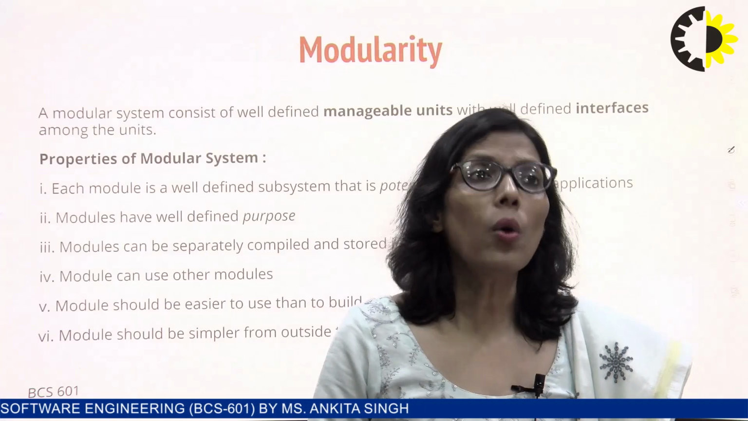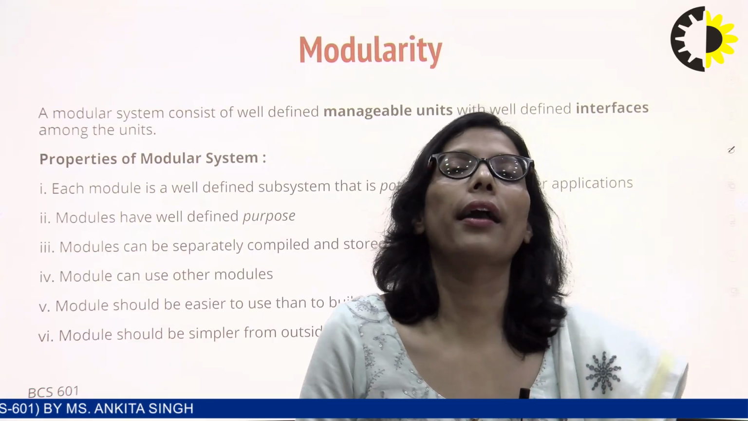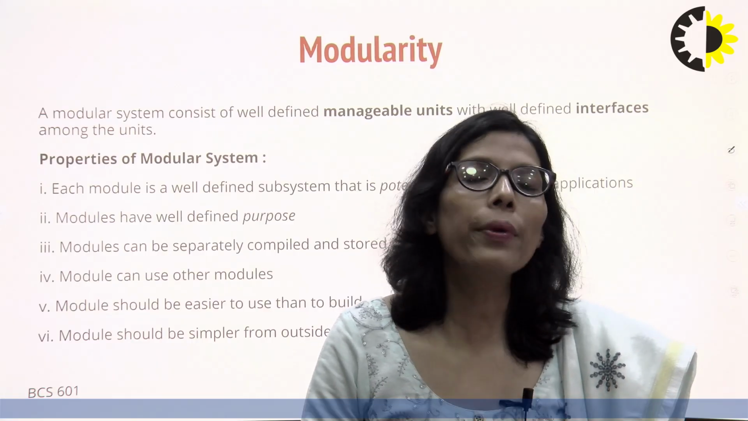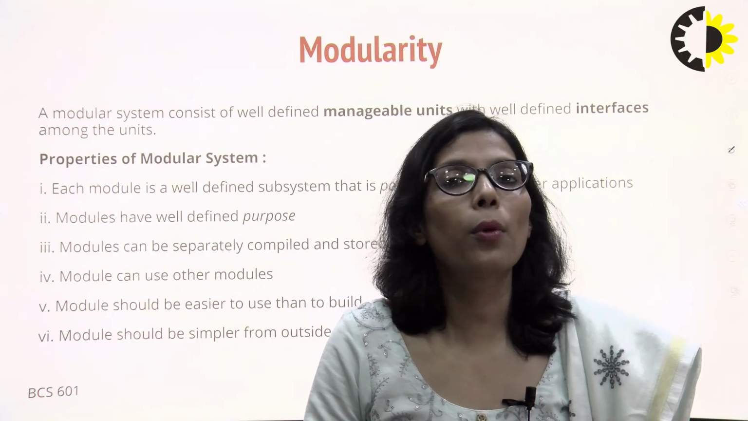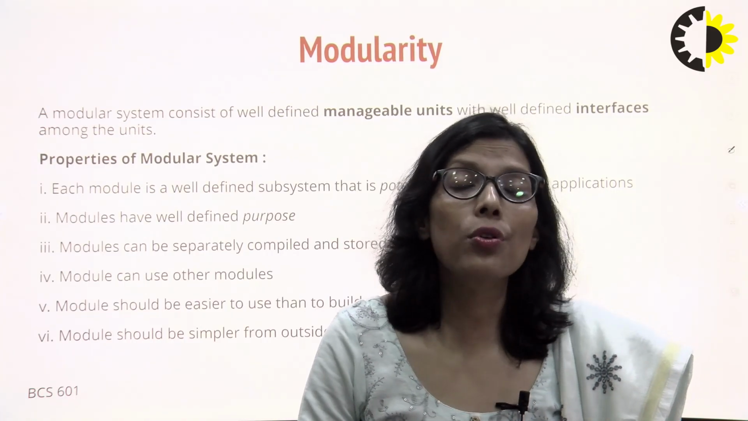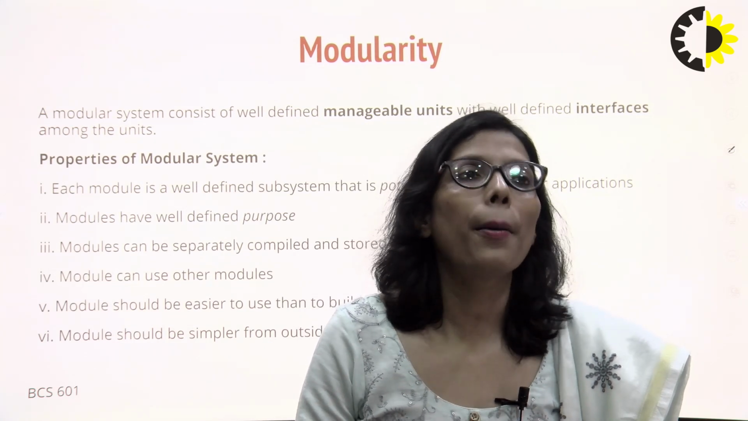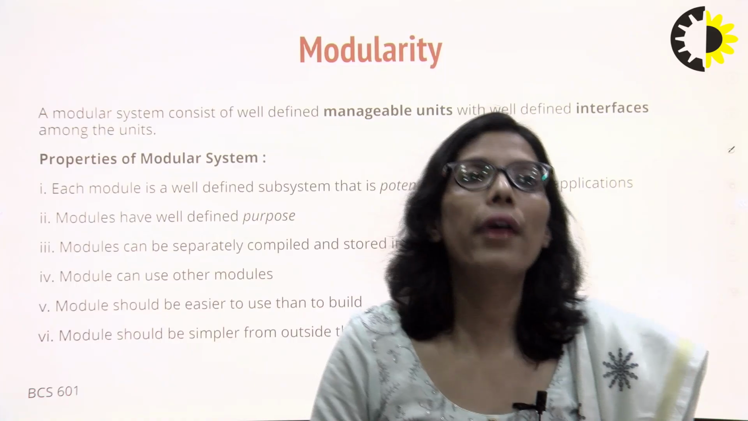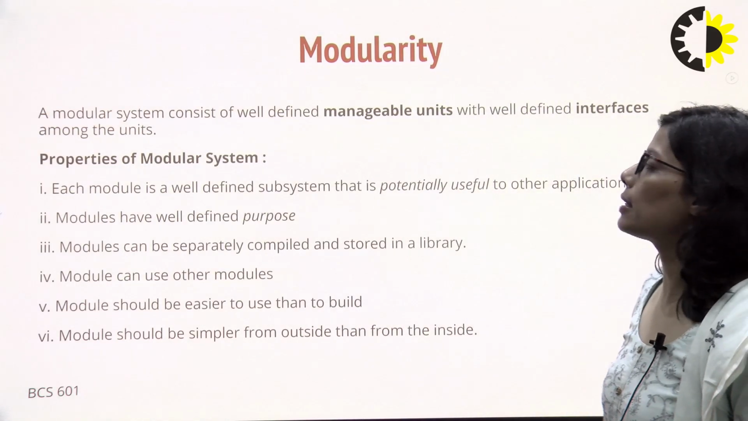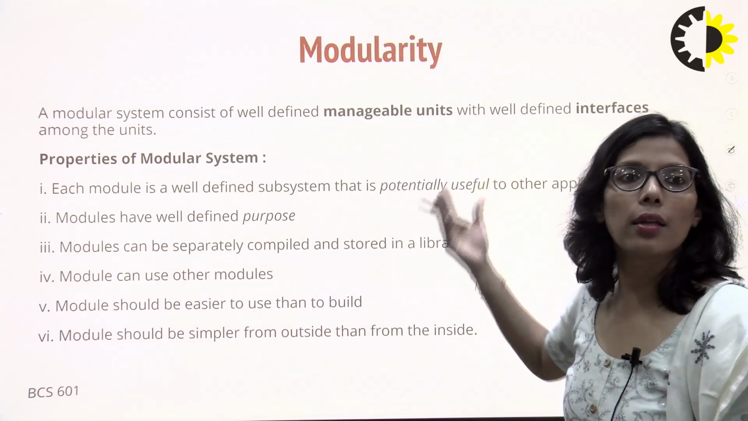Okay. Now, the next topic is modularity. We have said in architectural design that we require modules to be identified. Now, how are we going to decide what modules we should form? Before doing that, we should know the concept of modularity. So, first, what is a modular system? A modular system consists of well-defined manageable units with well-defined interfaces among the units. So, it consists of manageable units which have some interfaces with other units.